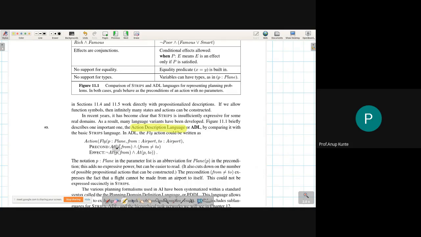So just for your information, the precondition here is that P should be at from, and from should be different from to, then I can fly P from from to to. Now this I could not do in case of STRIPS representation, because there was no way to check whether the from and to are equal or not. Okay, fine. Now the effect is also realized in a different manner, so the resultant will also be different.